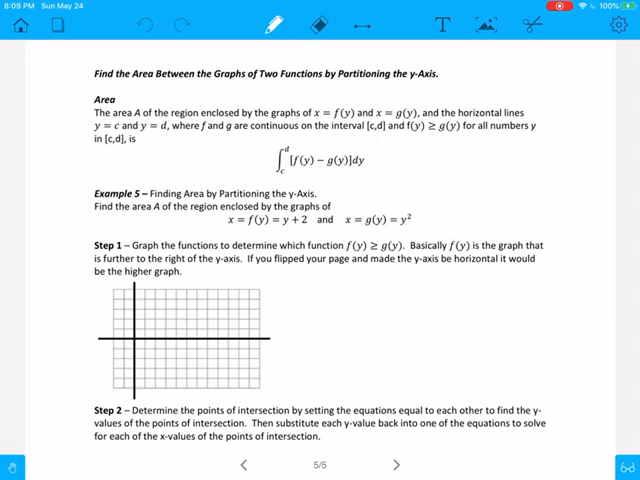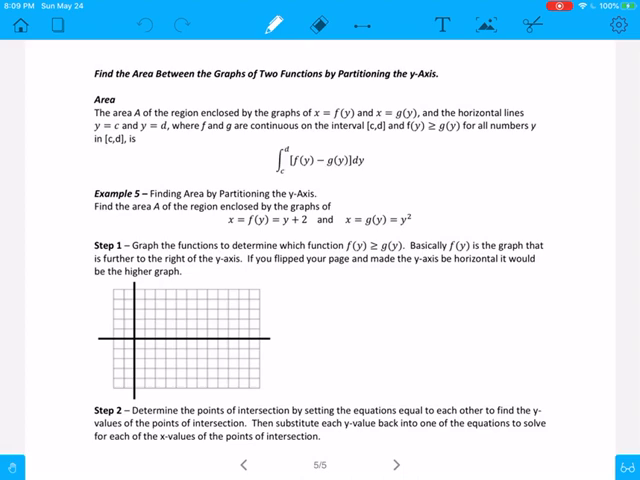The area A of the region enclosed by the graphs of x equals f of y and x equals g of y, and the horizontal lines y equals c and y equals d. So now they're y equals lines, not x equals lines, where f and g are continuous in the interval c to d. F of y is greater than or equal to g of y for all the y's in c to d. So basically you now need to just graph the graphs and find which graph has the largest x values, technically, which graph is the furthest right.